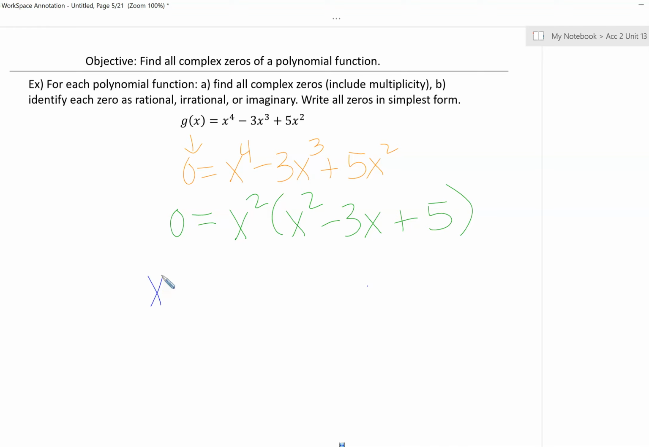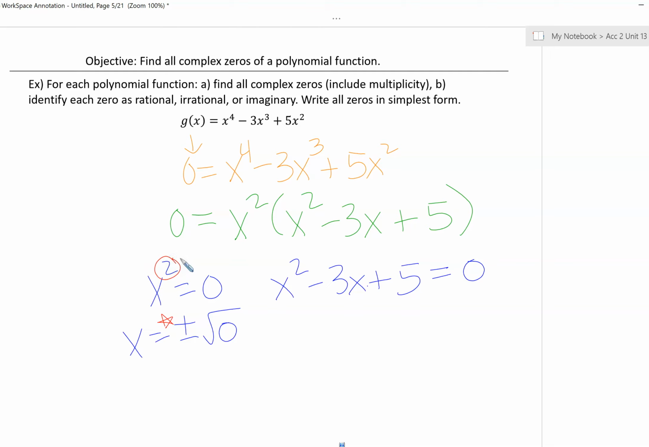And so either x squared equals 0 or x squared minus 3x plus 5 equals 0. Here we get x equals plus or minus the square root of 0. Now, there technically is no positive 0 or negative 0, but this is to remind us that we would get two answers from this because it's x squared, and so we have multiplicity here, 0 and 0 again.